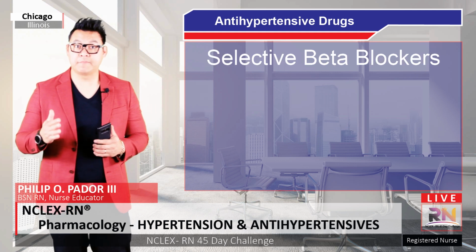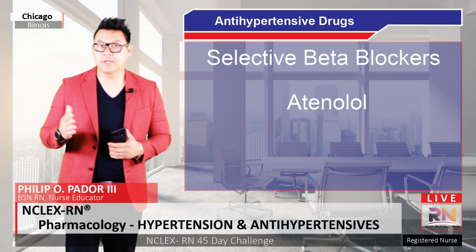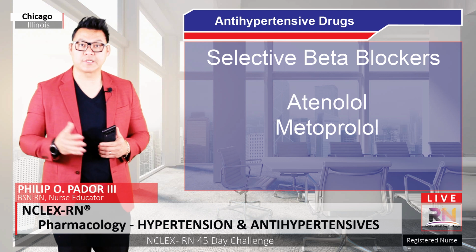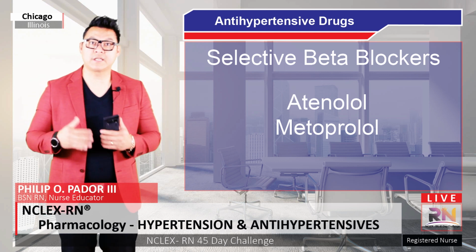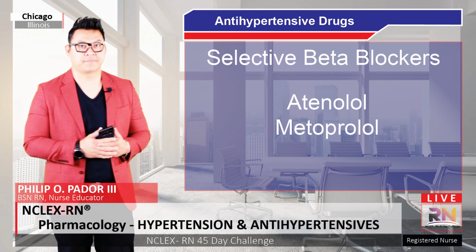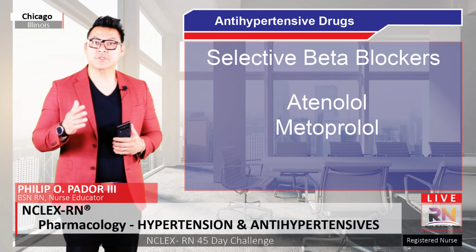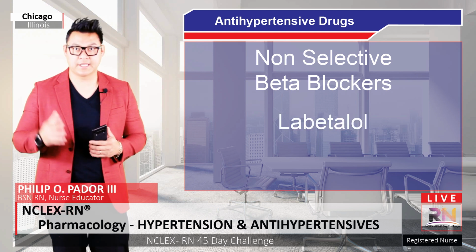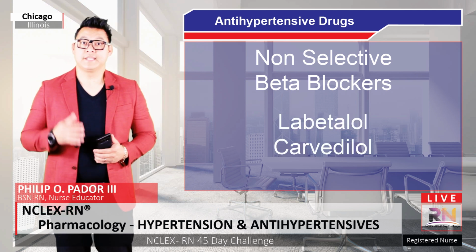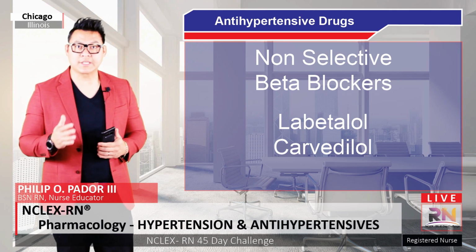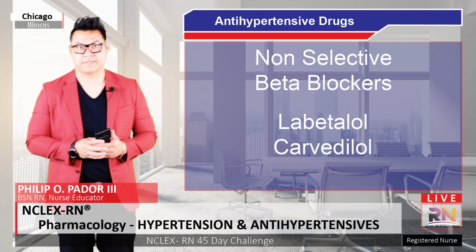Next, we have the selective beta blockers, such as atenolol and metoprolol, which selectively block beta-1 receptors on the heart, thus causing a decrease in cardiac output and thereby decreasing blood pressure. As you may remember, we also have non-selective beta blockers, such as labetalol and carvedilol, that can additionally block alpha-1 receptors and thus simultaneously decrease vascular resistance.